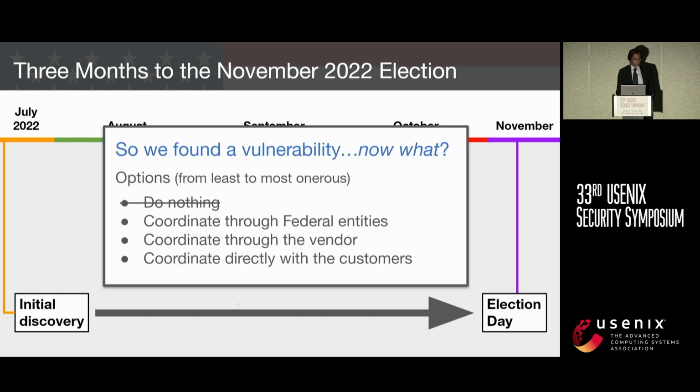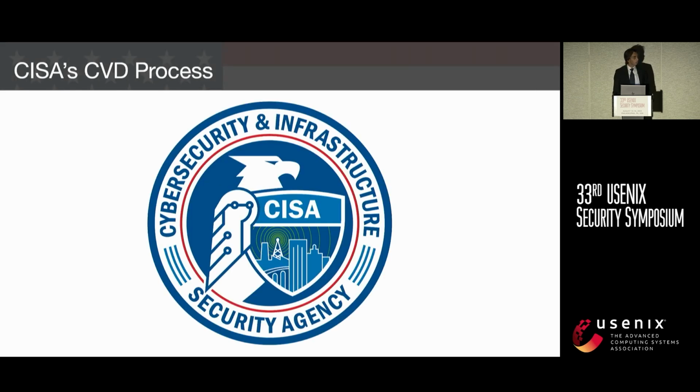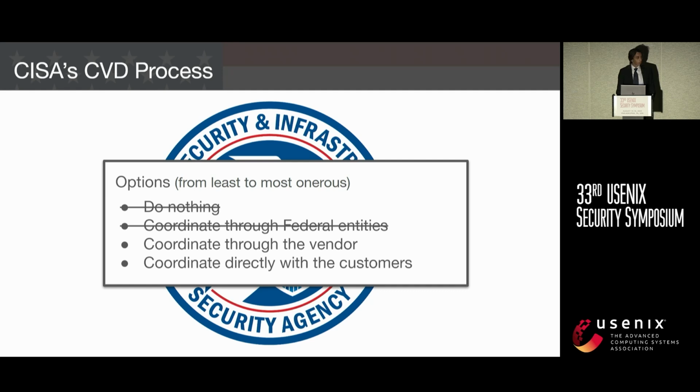We knew we couldn't do nothing, so our next choice was to try and coordinate through federal entities. We reached out to CISA, asked if they would take it through the coordinated vulnerability disclosure process, and they said no. They told us that we should work directly with the vendor, or that we should coordinate with the affected jurisdictions themselves.